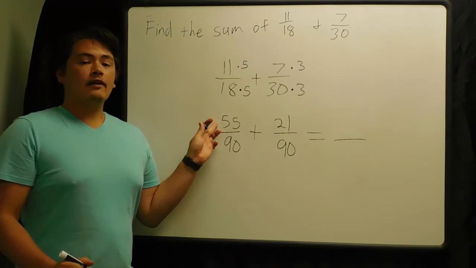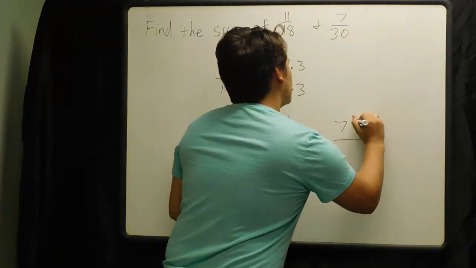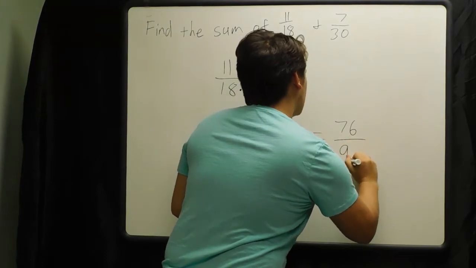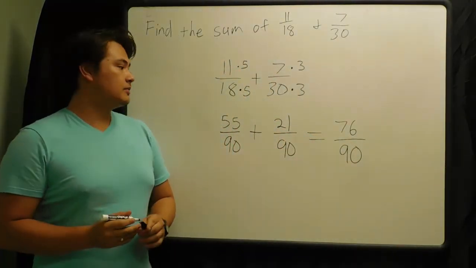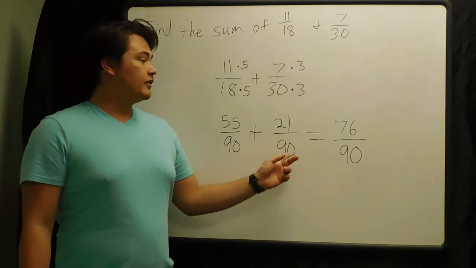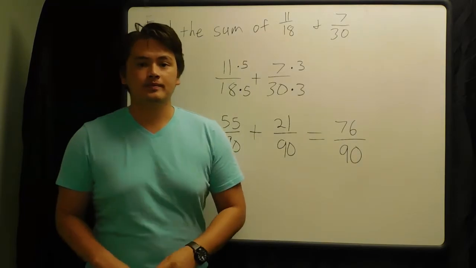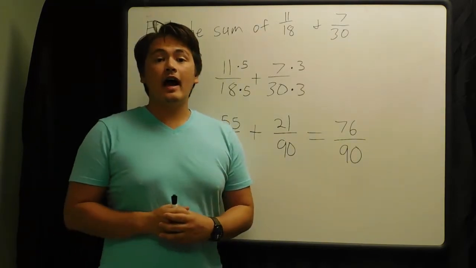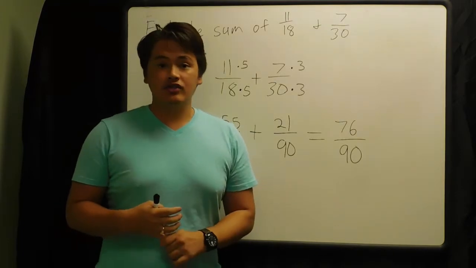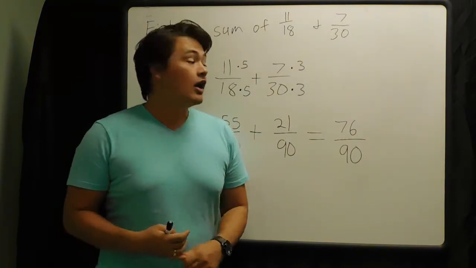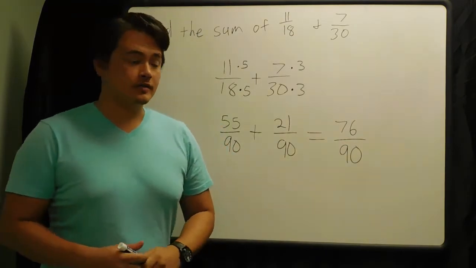So 55 plus 21 is going to give me 76, and I just keep the same denominator, which is 90. So now that I've added both of these together, I'm going to simplify this fraction further. A way that I would simplify this further is just keep on dividing it by 2 until I can't go any further. So 2 can go into 76 and 2 can go into 90.